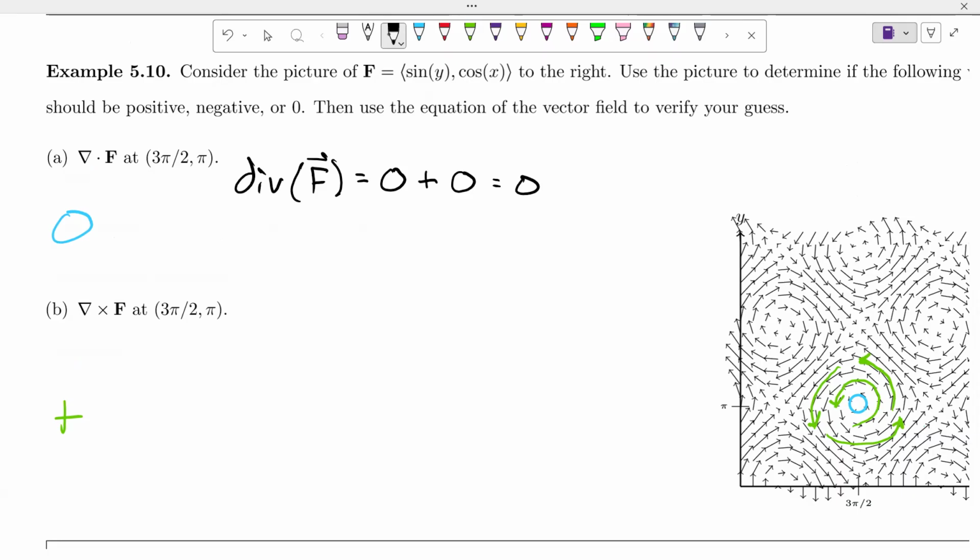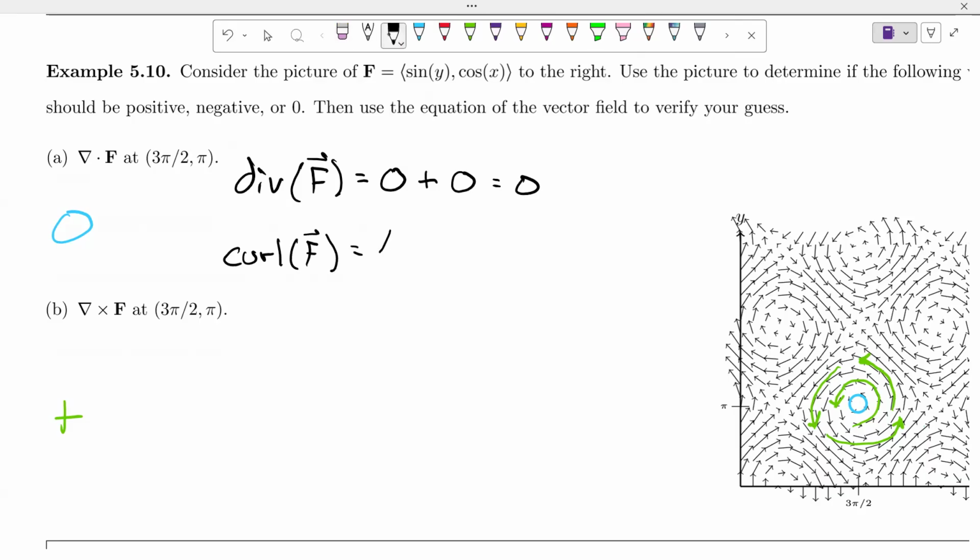Which means at any point in this field, the divergence is 0. Not just the point at our center, though it's pretty easy to look at the center and say it doesn't have any divergence. Curl will be the fun one, though. So the curl of f.